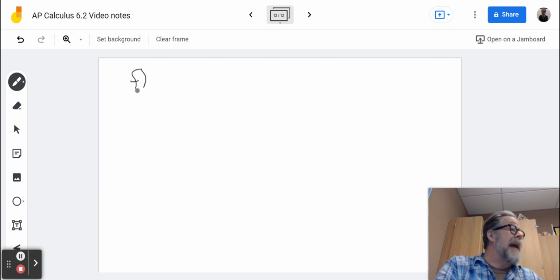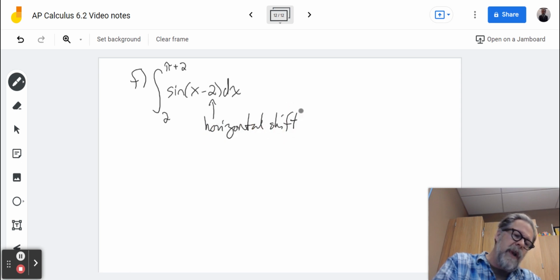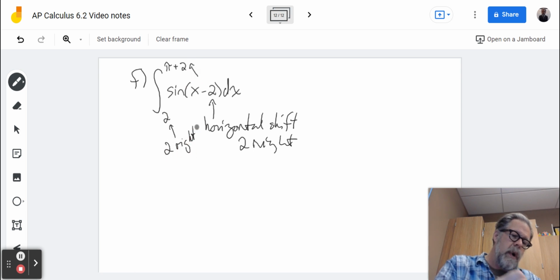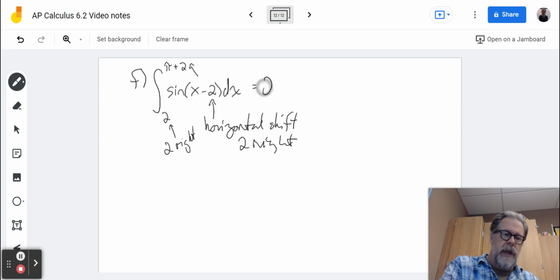Okay, how about the integral from 2 to pi plus 2 of sine of x minus 2 dx? So what do we have here? We have a horizontal shift. We're moving it 2 to the right. But here's the thing: we also moved our limits 2 to the right. We started at 0 to pi, and we just said, let's go from 2 to pi plus 2, so nothing changed.